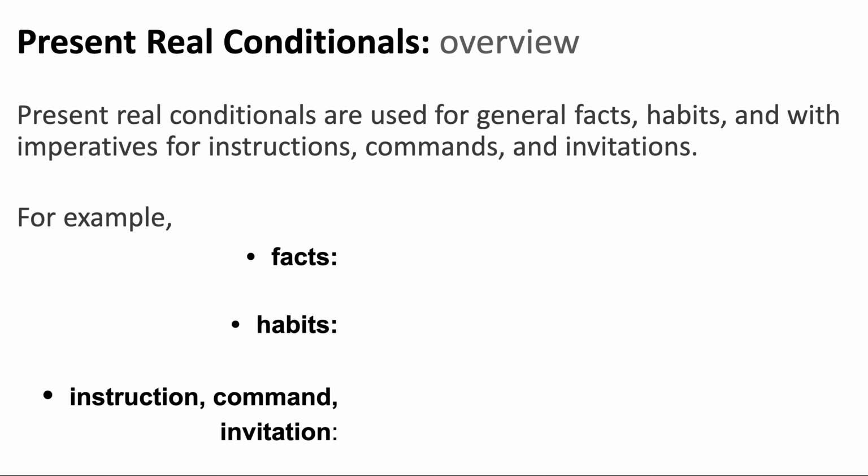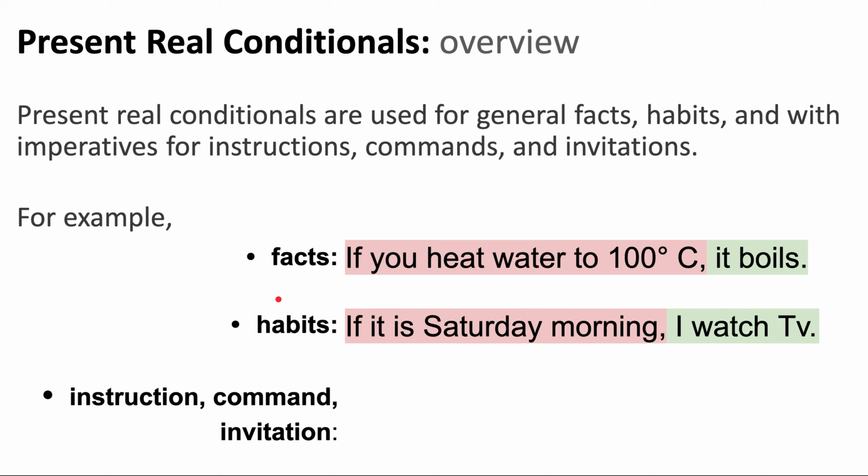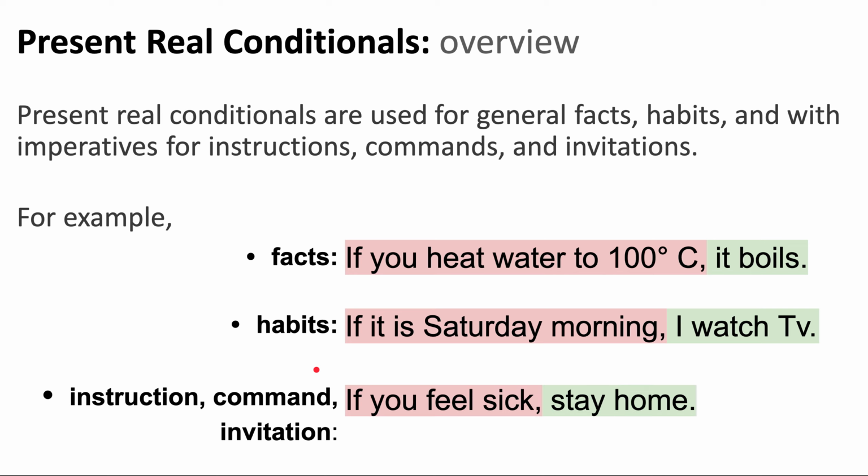Present real conditionals are used for general facts, habits, and with imperatives for instructions, commands, and invitations. For example, for facts, if you heat water to 100 degrees Celsius, it boils. For habits, if it is Saturday morning, I watch TV. And for instructions, commands, and invitations, if you feel sick, stay home.